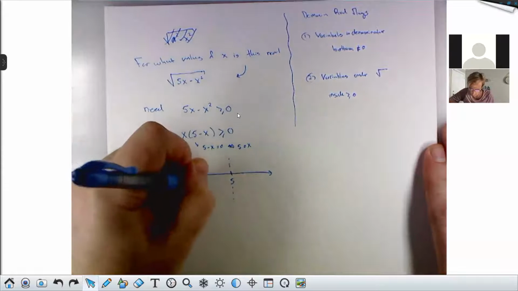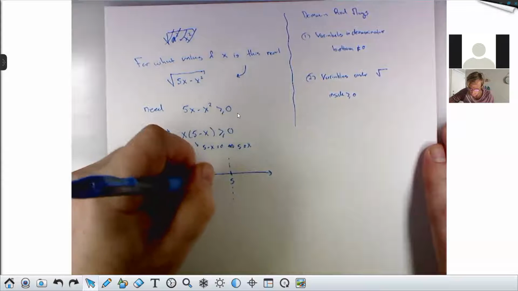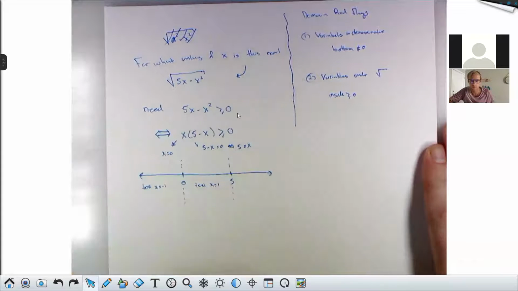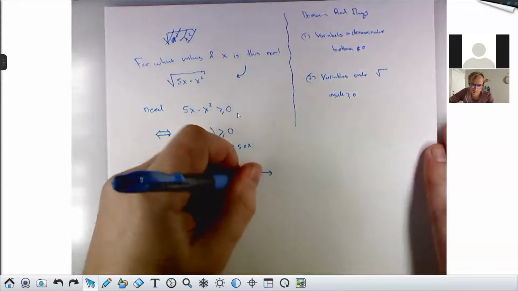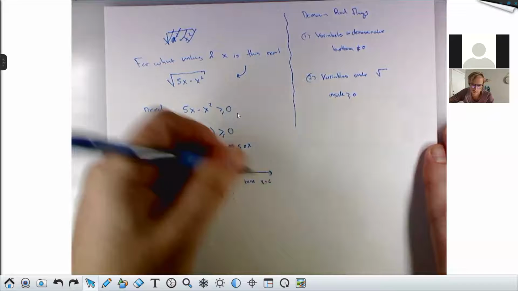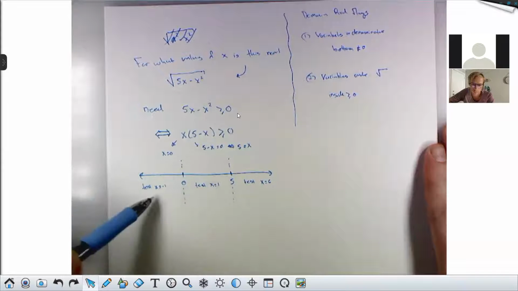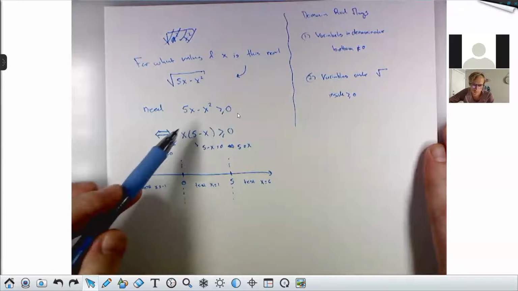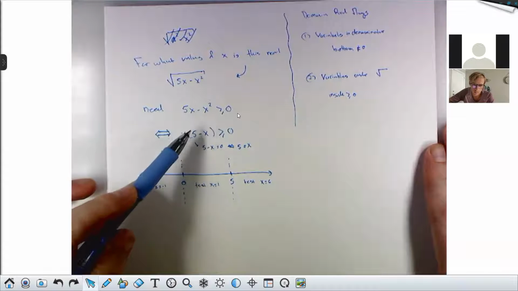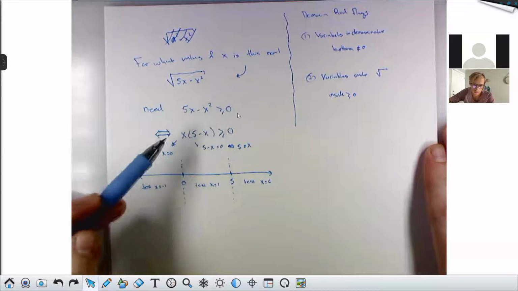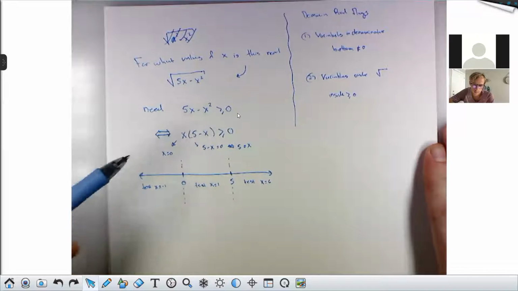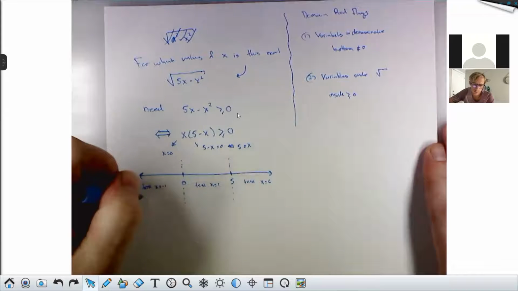And here we could test any number between 0 and 5. I'm a fan of +1. And then over here, we could test any number greater than 5. I think 6 is a reasonable choice. If I plug -1 into this expression, I have -1 times 5 minus -1, which is -1 times 6, which is negative.